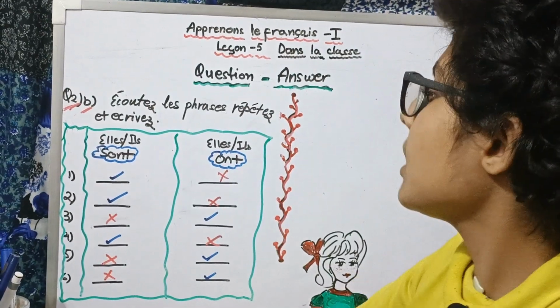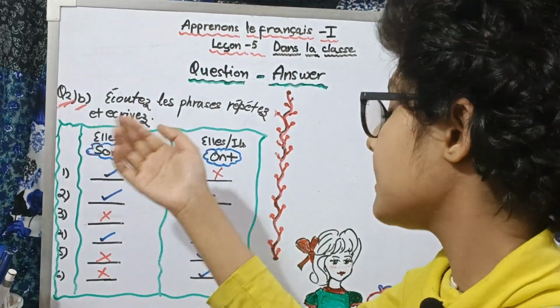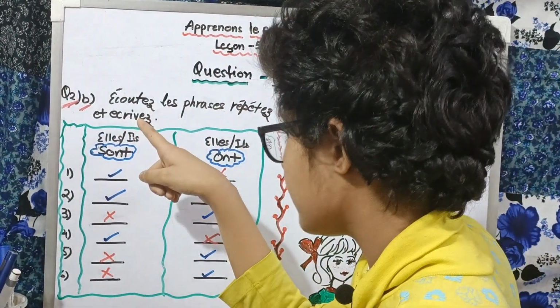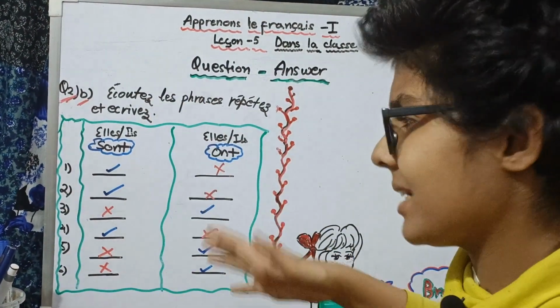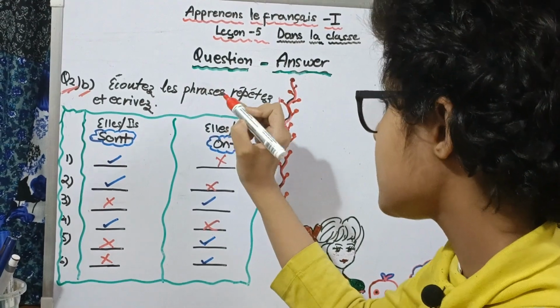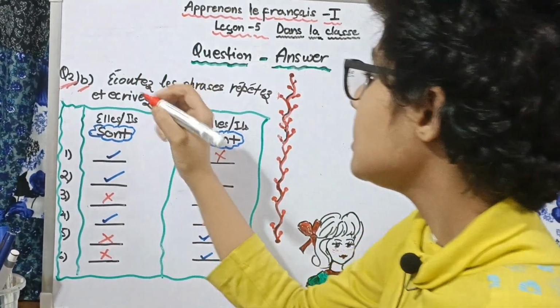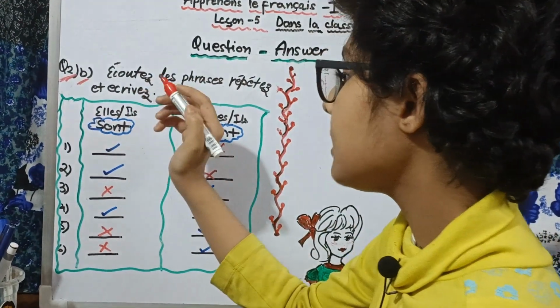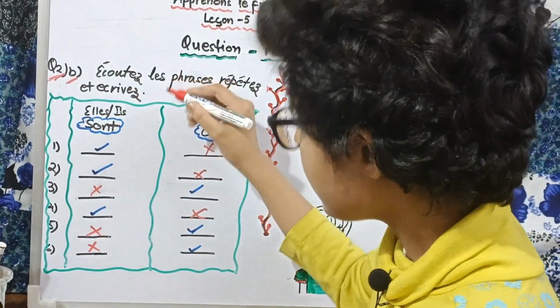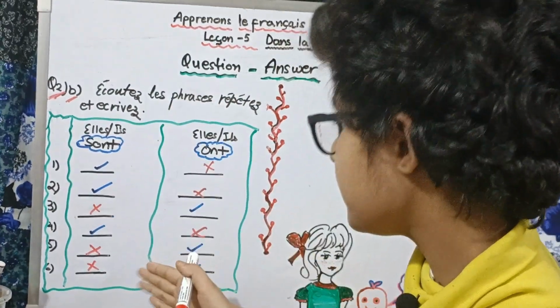So now here we are at question number 2, B part, that is "Écoutez les phrases, répétez et écrivez." Now what does this sentence mean? It basically means listen to the sentences, repeat and then write. So now instead of writing, I have just put a tick in front of the marks in this table, the division between this table.